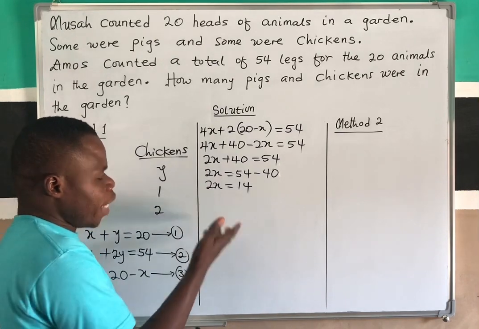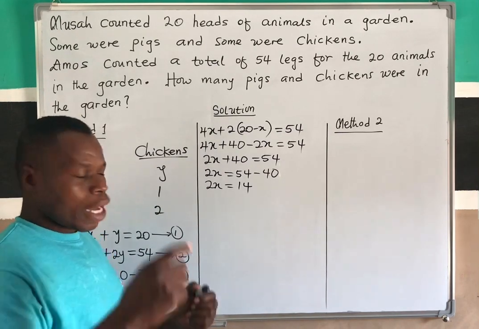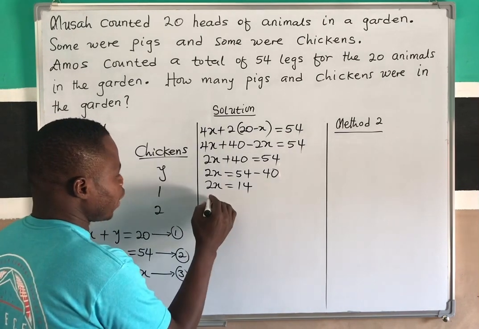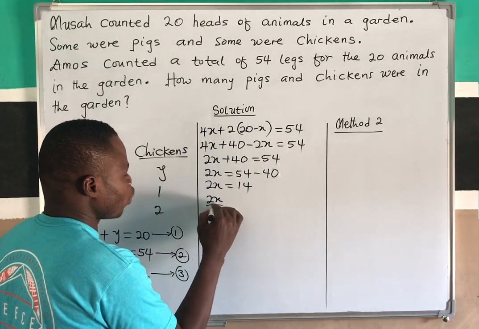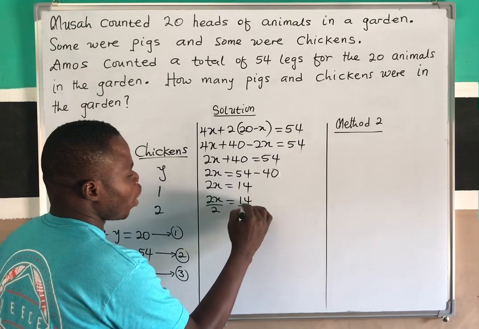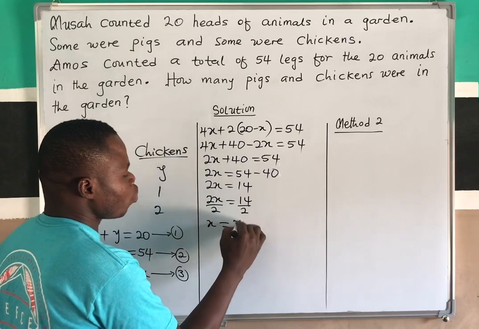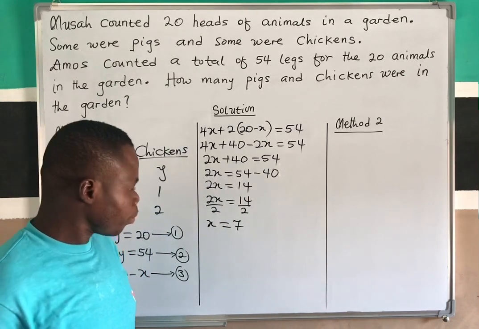I want to find x, or to solve for x. What I'll do is that I'll divide both sides by the coefficient of x, and the coefficient of x here is 2. So I'll have 2x over 2, which is equal to 14 over 2. And x will be equal to, because 2 will take away 2, and 14 over 2 is 7.